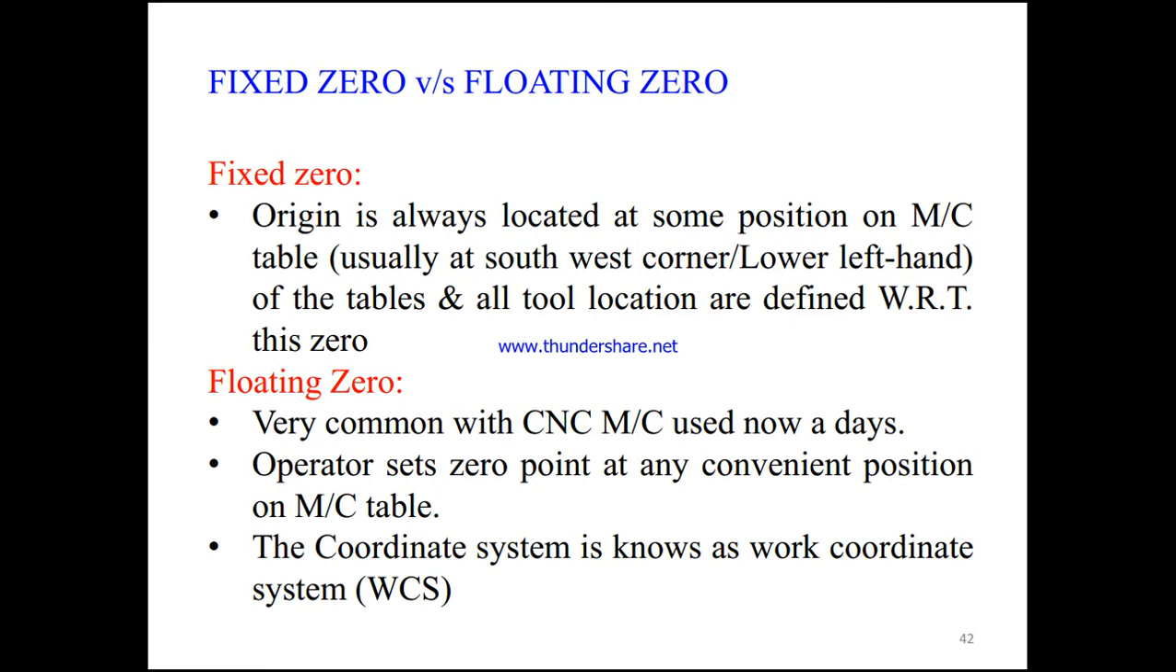And floating zero is very common in the CNC machines used nowadays. That is where the operator sets a zero point at any convenient position with respect to the machine table. With respect to the Cartesian coordinate system, or work coordinate system, you can fix any reference point, which we call a floating zero.